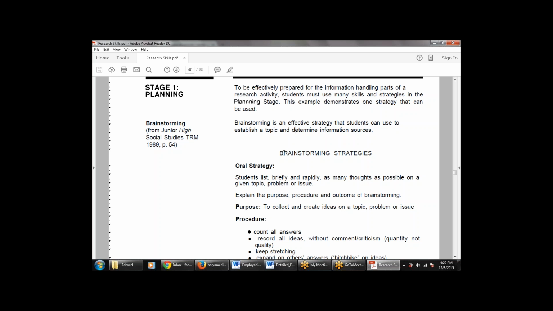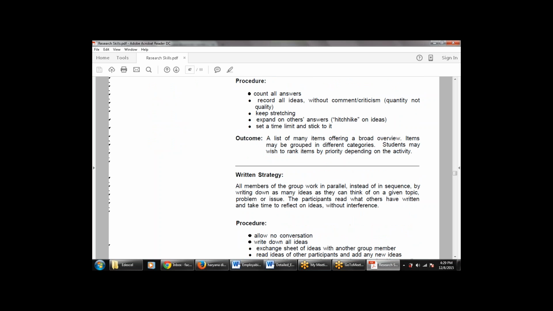What is the main purpose? To collect the ideas. As I said, different ideas come up with the help of the brainstorming strategies.